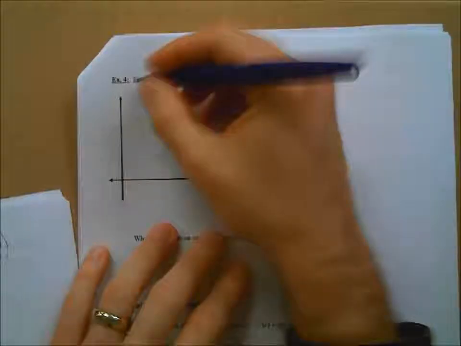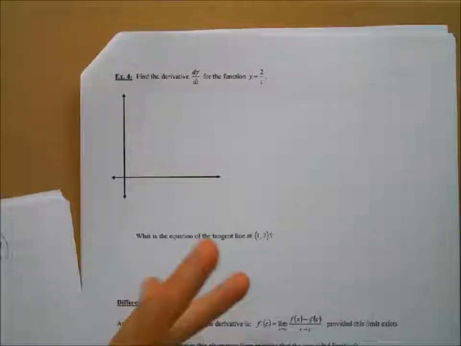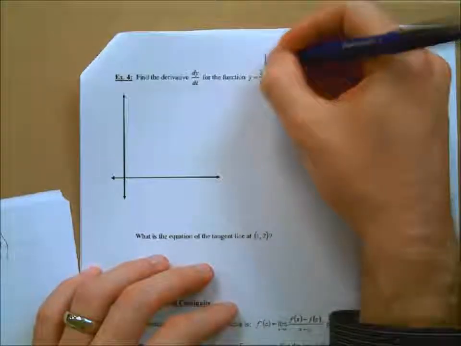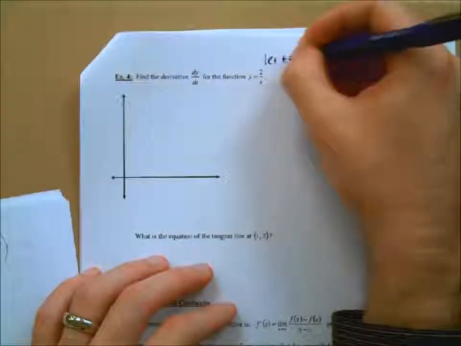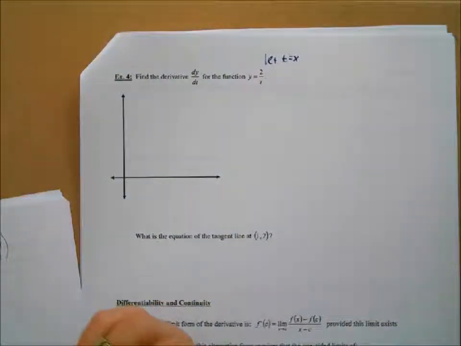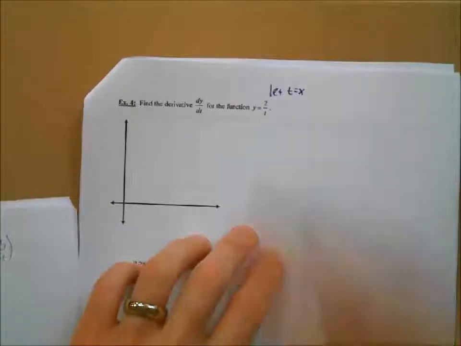Find the derivative dy dt for the function y equals 2 over t. Don't freak out just because we don't have any more x's now. We're just treating t like x. So you can just, in your mind, let t be the same thing as x here. I'll hold off on the graph because we won't worry about that right now. Let's just get the derivative done here.